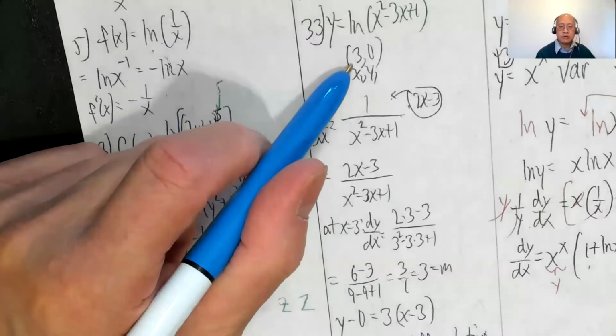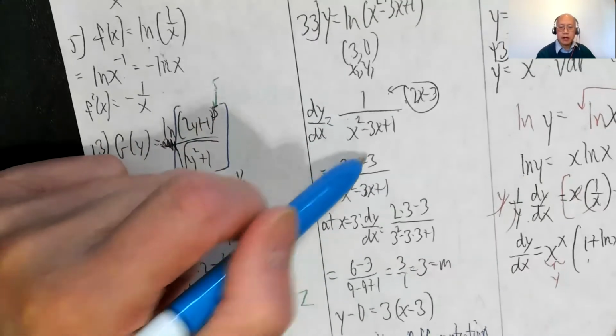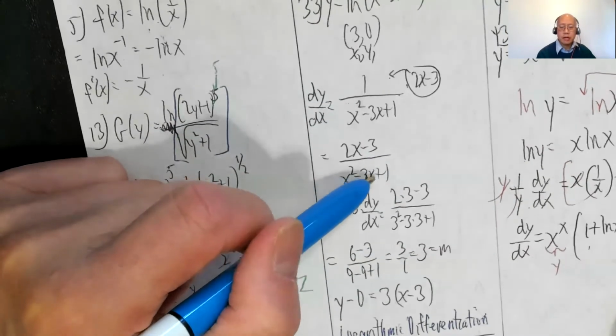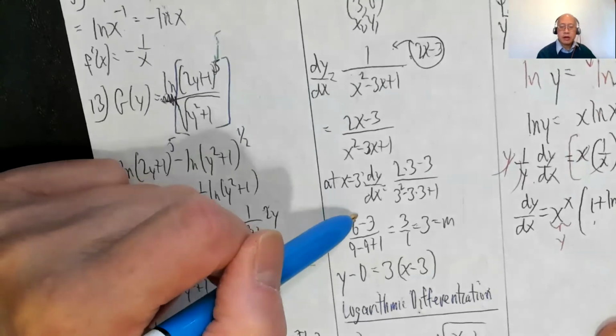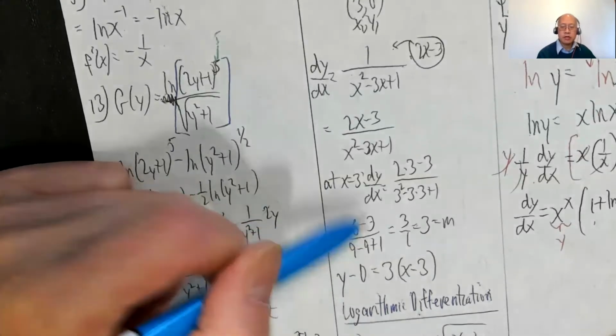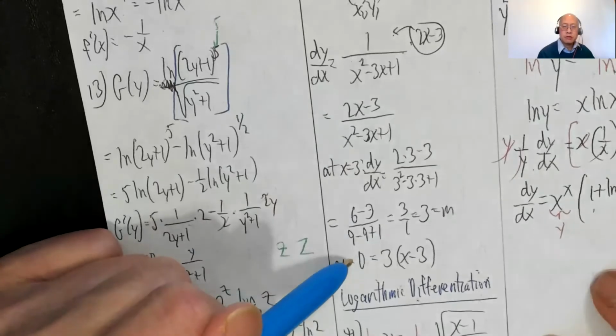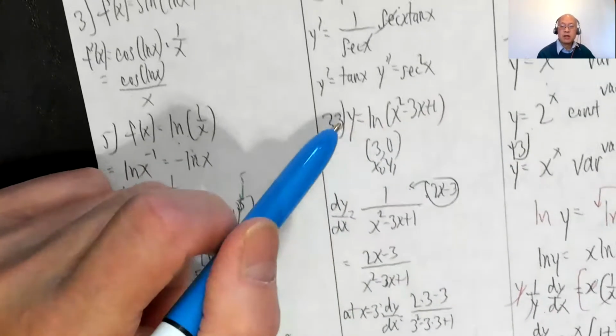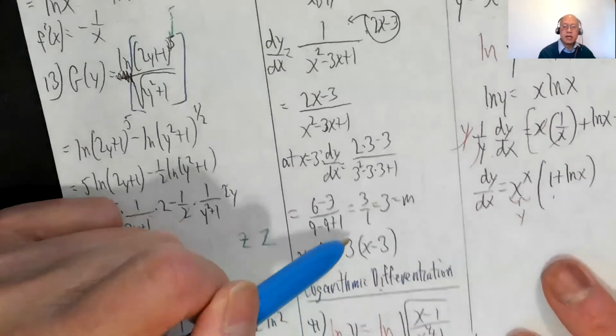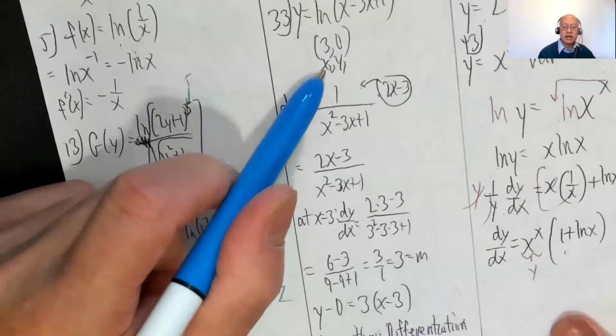Okay, now I plug in x equals 3. 2 times 3 minus 3 over 3 squared minus 3 times 3 plus 1. That's 6 minus 3 over 9 minus 9 plus 1. 3 over 1, 3. So y minus 0, y minus y1 equals m, 3, times x minus x1, x minus 3.